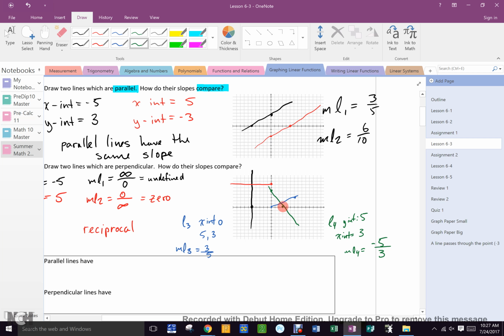Y-intercept of 5, x-intercept of 3. So I went down 5, which is negative 5, and that way, which is positive 3. Do you get it, David? Yeah. You say that very questioningly. Do you get it or don't you? Yes, I do. Okay. All right, is everybody cool with that? Everybody cool?